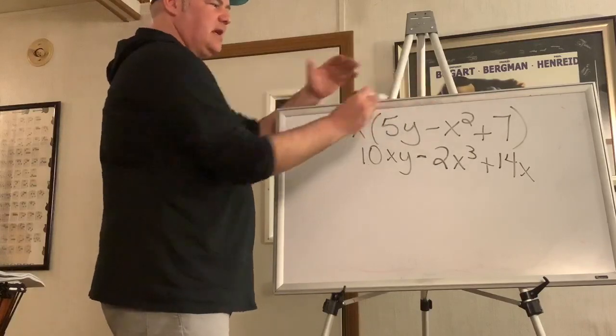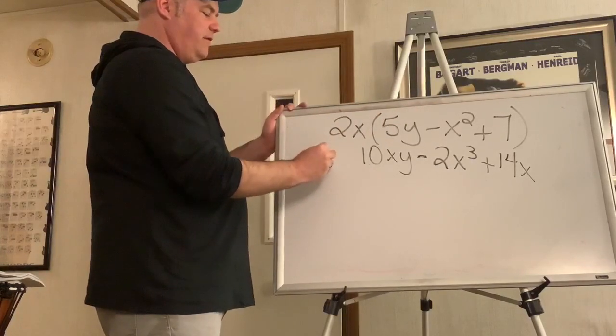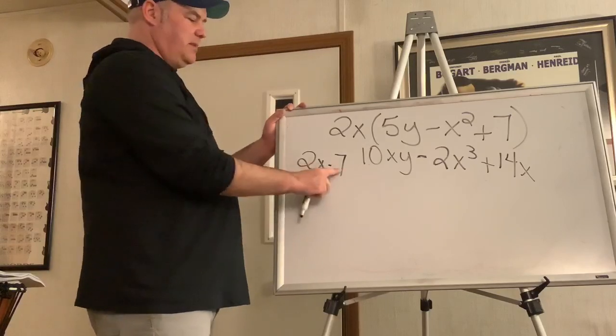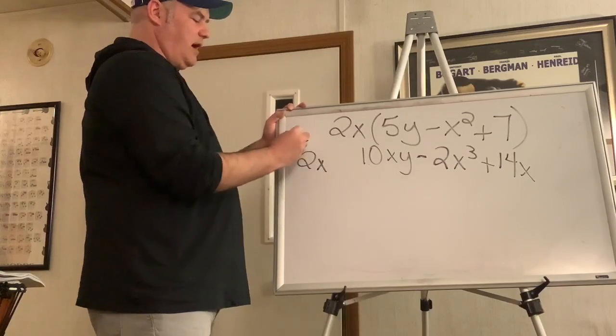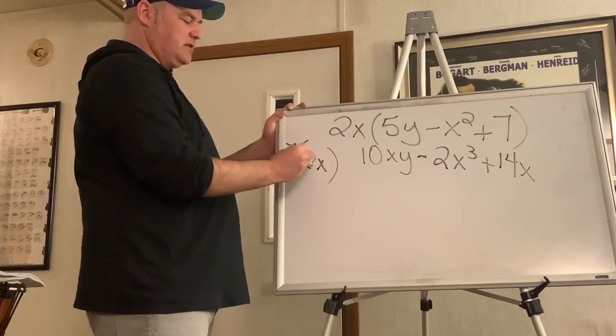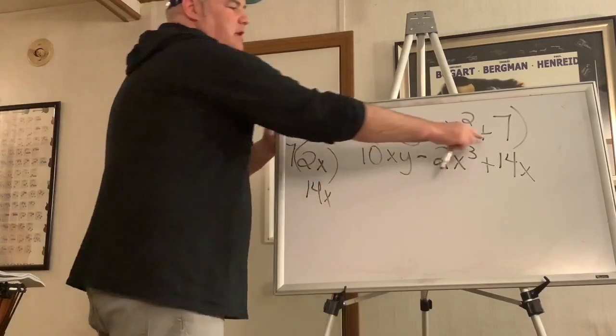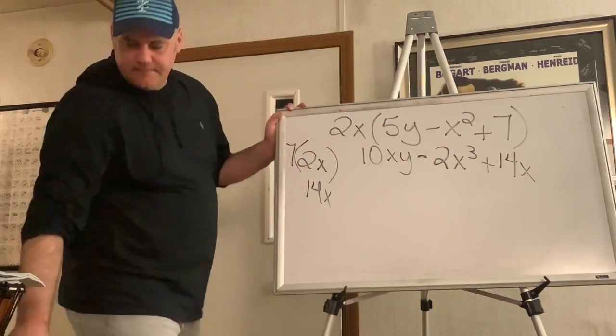Sometimes when you see them side by side, it is hard. But if you kind of go over here to the side and remember that you're doing 2x times 7, you could even write it like this if it helps to see it. 7 times 2x is 14x. Okay, that's what you're doing. 2x times 7 is 14x.